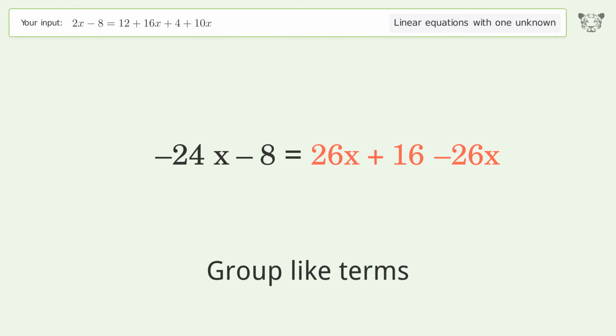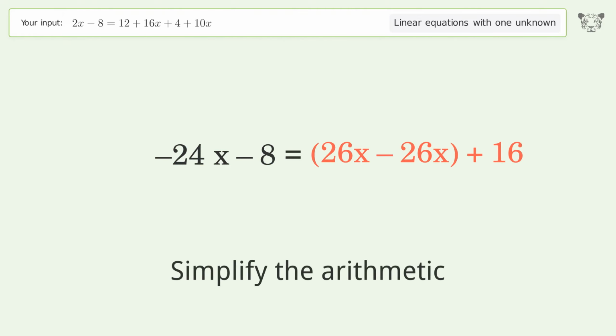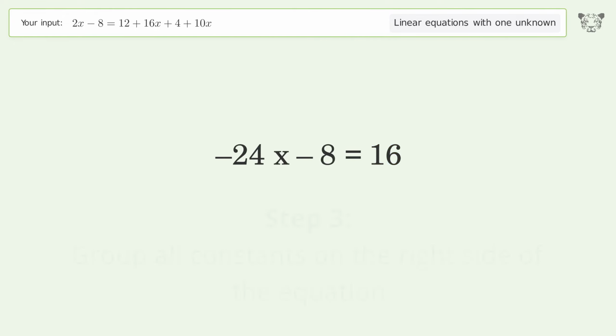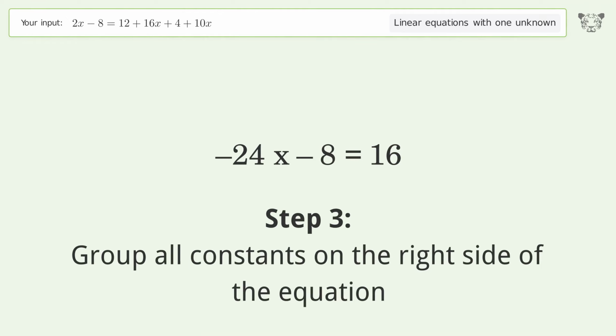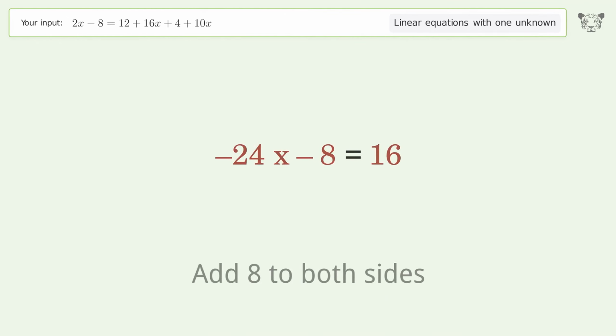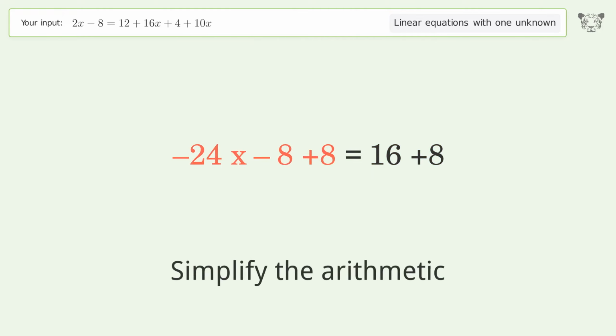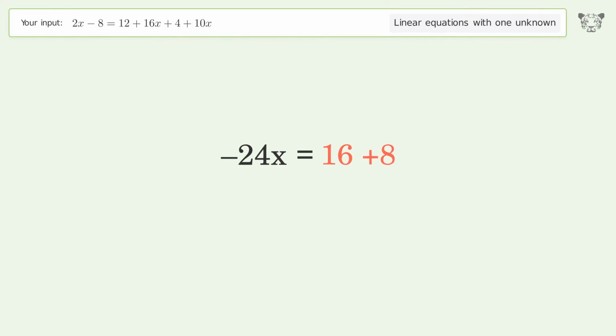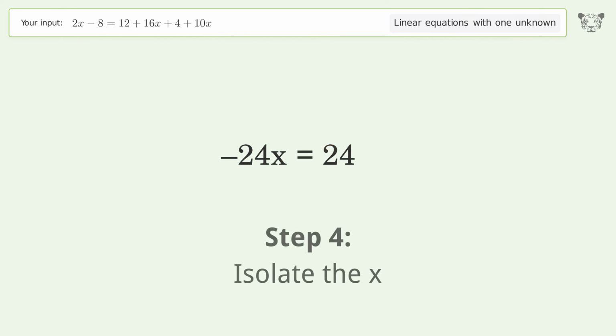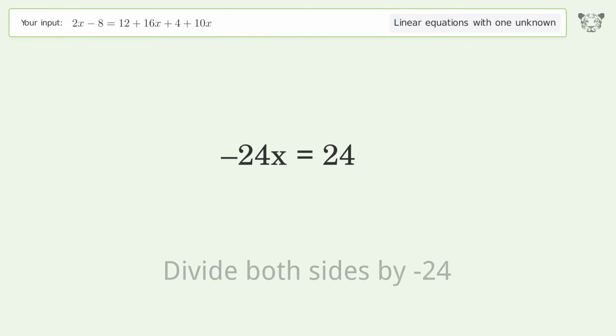Group like terms. Simplify the arithmetic. Group all constants on the right side of the equation. Add 8 to both sides. Simplify the arithmetic. Isolate the x. Divide both sides by -24.